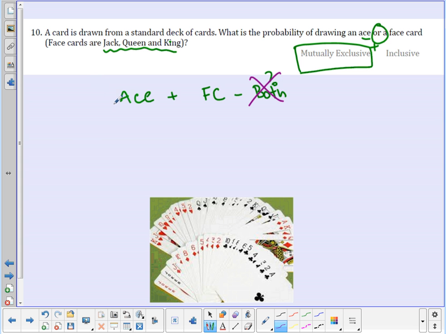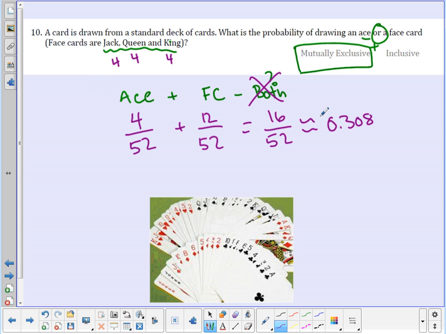Now let's go back. So of the aces, there are 4 aces out of the 52 cards in a deck. The face cards, they're Jack, Queen, and King, but there's 4 of each of those. So that means there's 12 face cards out of the 52 in a deck. 4 plus 12 gives me 16. So 16 out of 52 is approximately 0.308 for my probability.